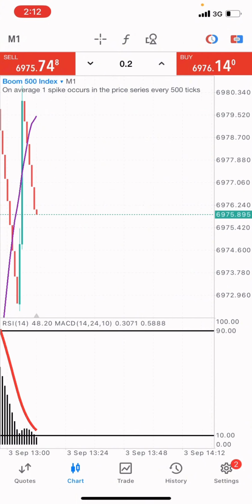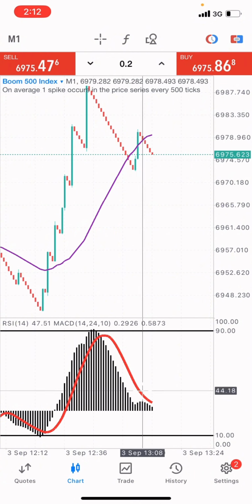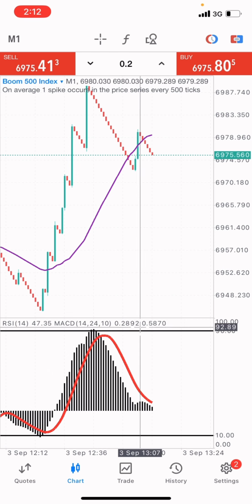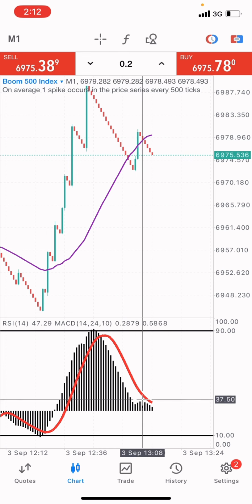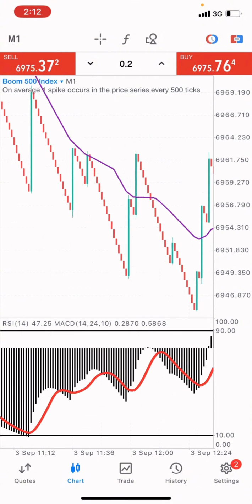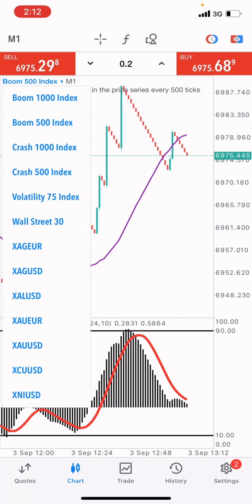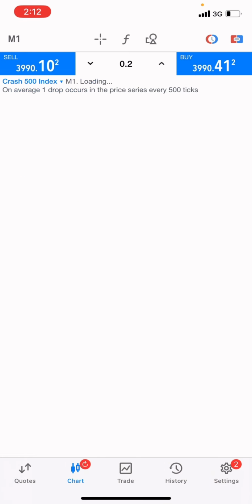All right, so what we're going to do right now is to go to the Crash 500 index market, so that we can see how we can also use this same strategy and analysis to trade the market successfully. It's not yet time. It has not started creating a downward trend yet. So we'll go over to the Crash 500 index market.